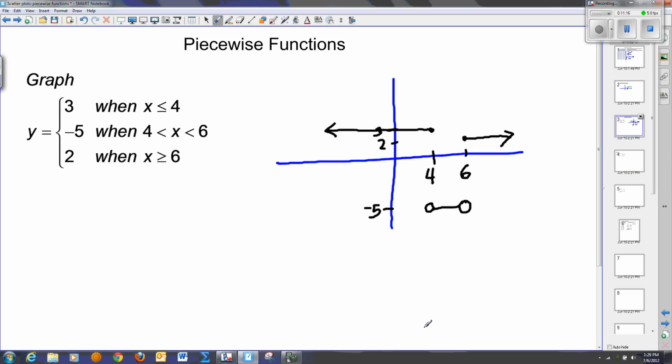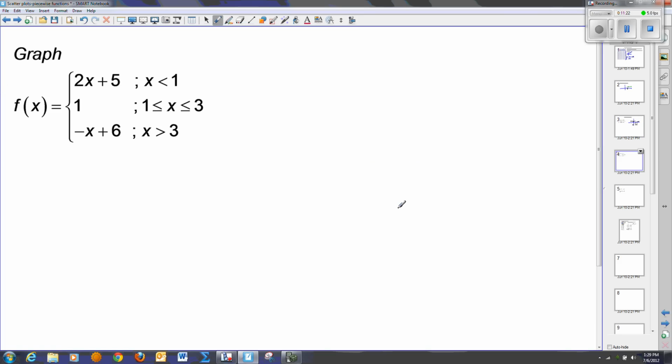That's the most basic piecewise you're going to get when you have these horizontal lines. Let's move to the next example. Now in this case, we have some lines with slope in it, and again another horizontal line. So I'm going to draw, again, an x and a y axis.